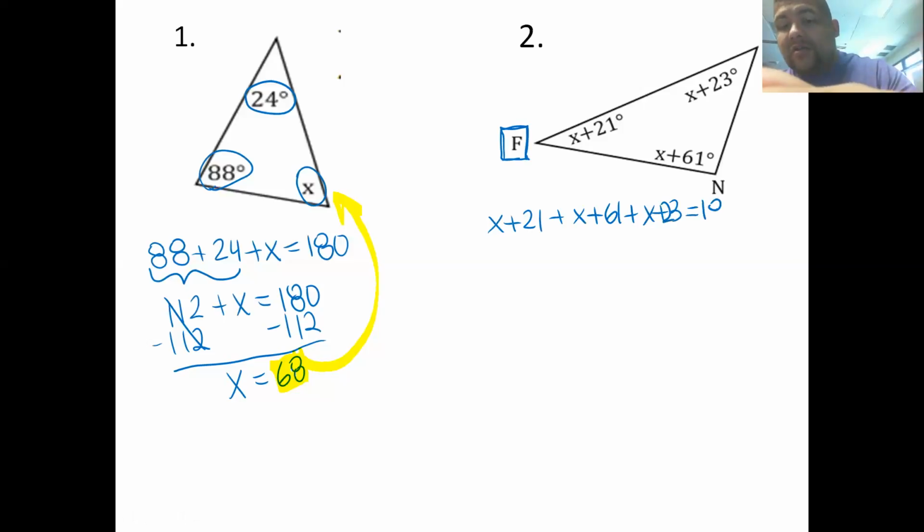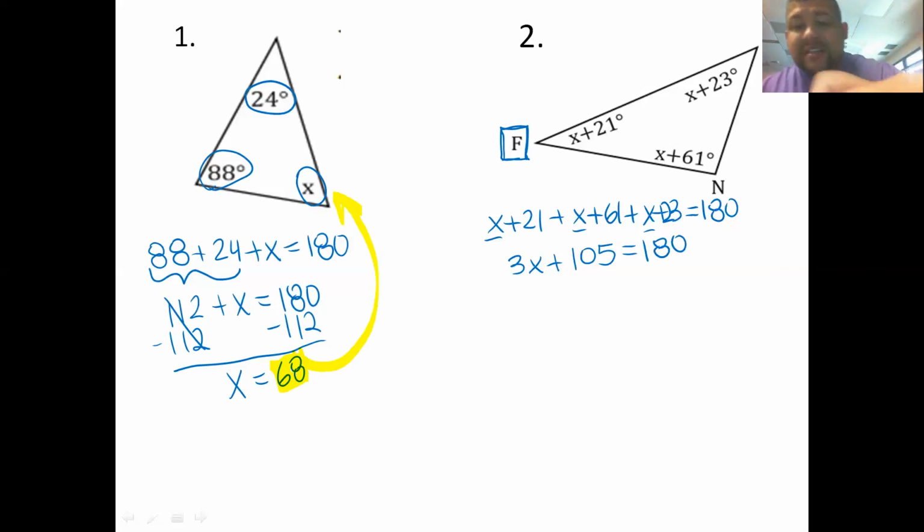is equal to 180. We want to simplify this out. We're going to add up our like terms. X and X and X give me 3X. Then we add up our whole numbers. 21 and 61 is 82. 82 and 23, let me get out my calculator, plus 61 plus 23. I don't want to mess this up on you guys. This is going to give me 105, so 3X plus 105 is equal to 180.